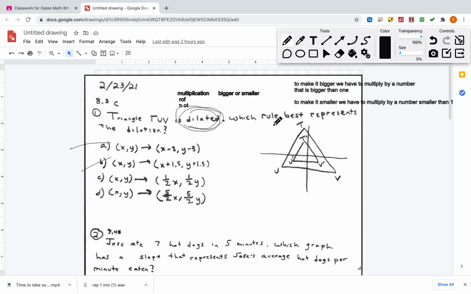We know that our original shape is the one that doesn't have the little notation marks. So this one on the outside is our original shape, and it's getting smaller. So we have to multiply by a number smaller than 1. We have to look at either C or D. Which one of these numbers is smaller than 1? 1/2 or 5/2? 1/2 is smaller than 1, so that would make our shape smaller. If we multiplied by 5/2, that's more than 1, so it would make our shape bigger.